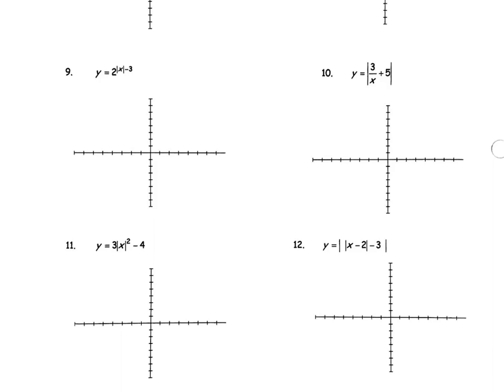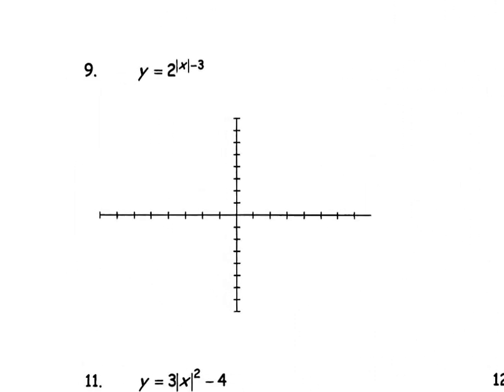In this video, we will learn how to graph functions in the form of an absolute value like number 9, 10, 11, and 12. So let's go ahead and start with number 9. Now, what type of function is this? This is an exponential function where the parent function is 2 to the power x.